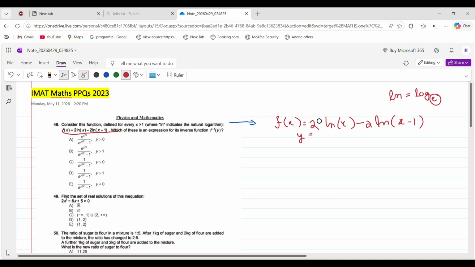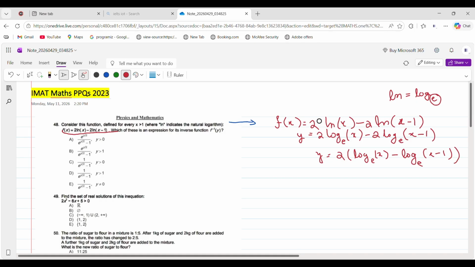So y equals, now instead I write log base e instead of ln, which would be the same of course, minus 2 again log base e of the function x minus 1. So what is common in both terms is basically 2. So 2 is my common term now. What we are left with is log base e of x minus log base e of x minus 1.